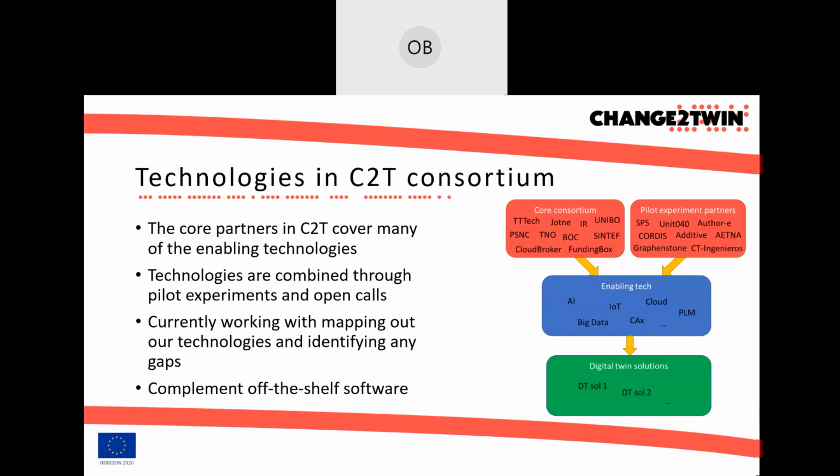So part of what we're doing is about translating these individual technologies into more complete digital twin solutions, and this is where the pilot experiments and the experiments from the open calls will be important. So we're currently in the stage of mapping out the technologies we have available in the consortium and identifying any gaps, which can potentially be filled by external providers. We've had a lot of interest already from external providers to get their technologies listed in the marketplace.